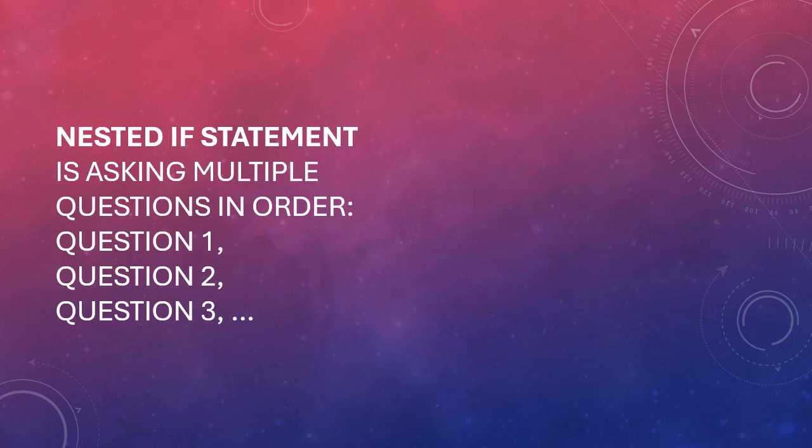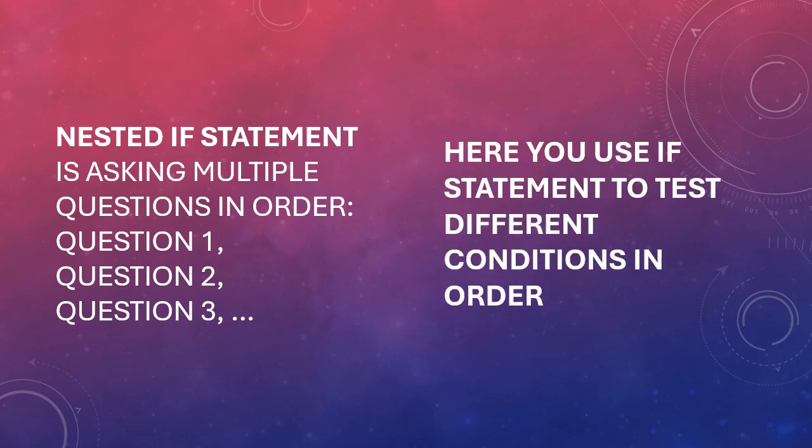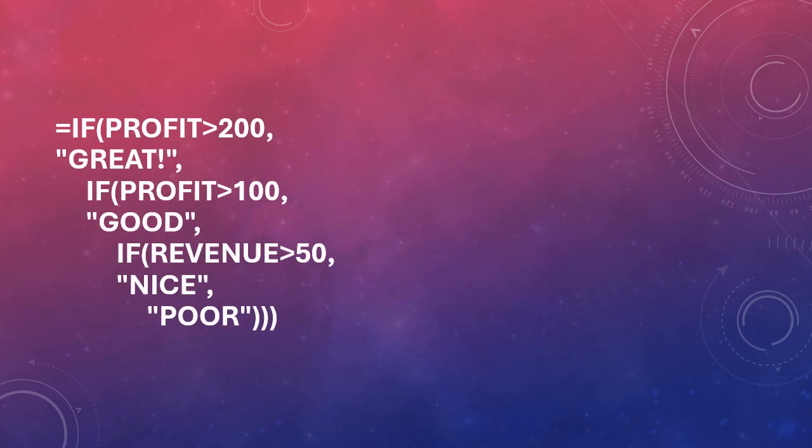On the other hand, a nested if statement is like asking multiple questions in order. Here you extend the if statement by testing different conditions in order. For example, if profit is greater than 200, then great. If profit is greater than 100, then good. If profit is greater than 50, then nice, else poor.